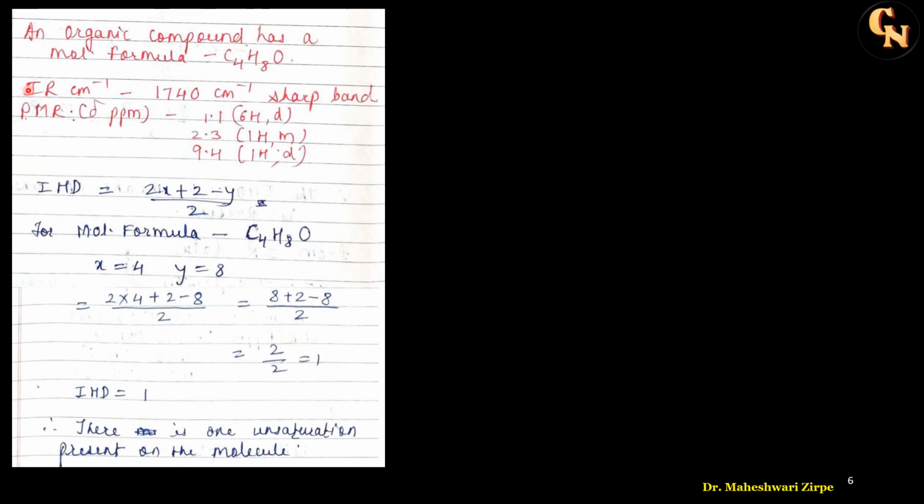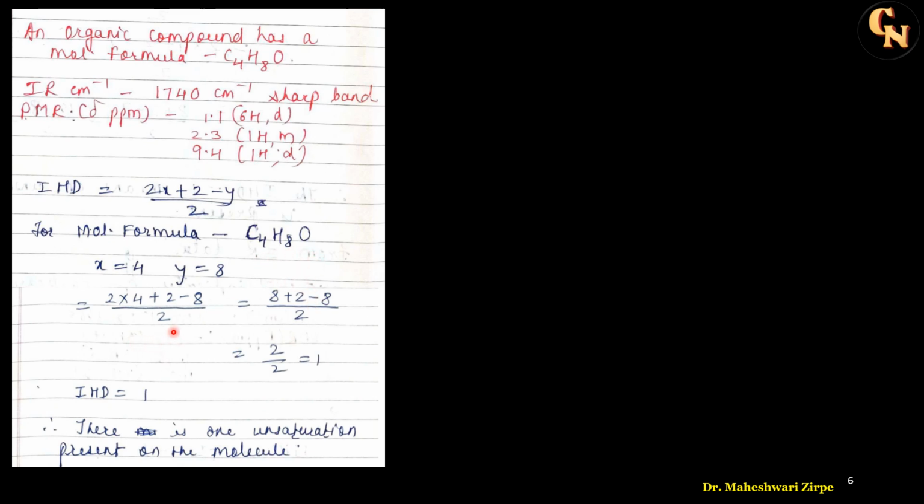Now the next one is an organic compound that has a molecular formula C4H8O, and IR and PMR data is given. In a similar fashion, first thing you will be doing is finding out the IHD value. Now the IHD value depends on the number of carbon and hydrogen. There is no other atom other than oxygen, so we will directly take the values as X equal to 4 and Y equal to 8 from the molecular formula.